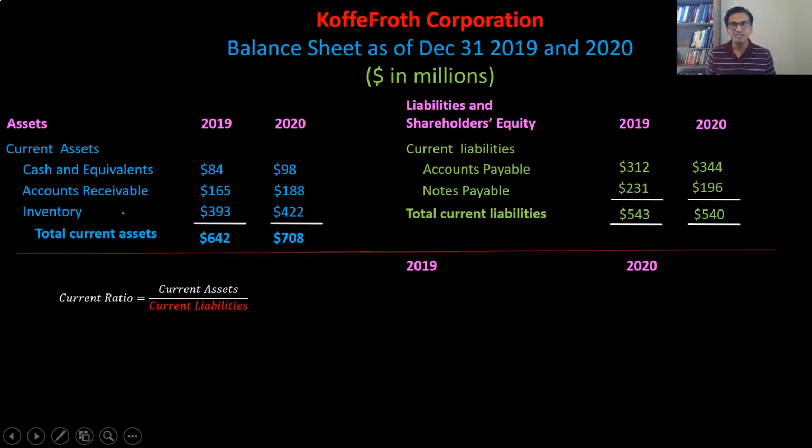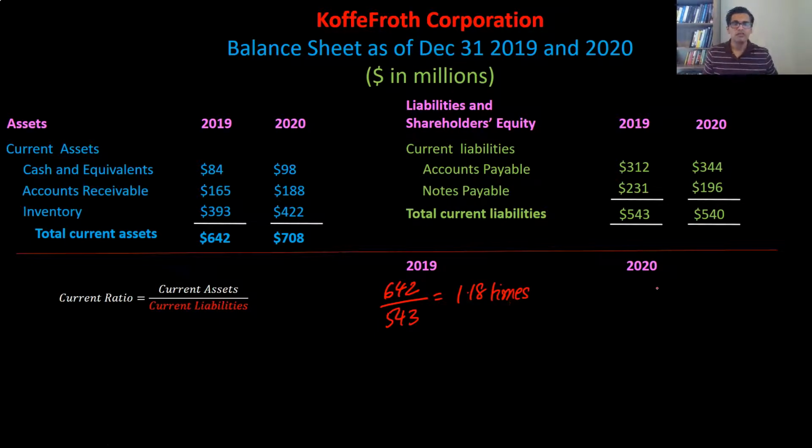You know why it's called the current ratio? Current assets, current liabilities. So for 2019, your total current assets are 642. So you'll say 642 divided by current liabilities of 543. And if you do this calculation, this comes out to 1.18 times. Why times? This is our unit of measurement, times. Why? Because it says that for every $1 that we're going to pay in the short term, we have 1.18 times that in the short term to cover it, right? So we can cover that $1 1.18 times with our current assets.